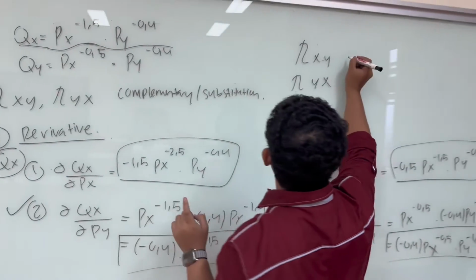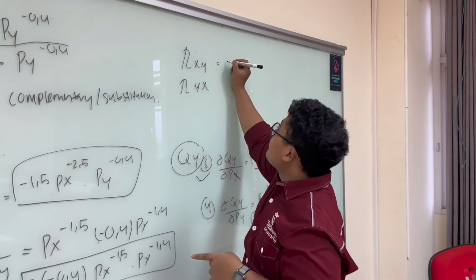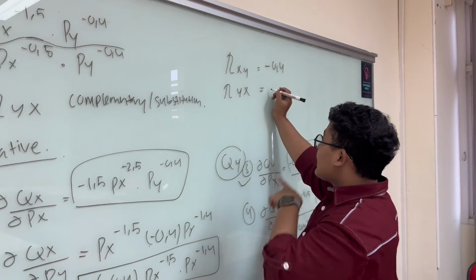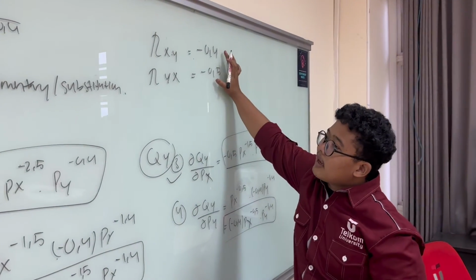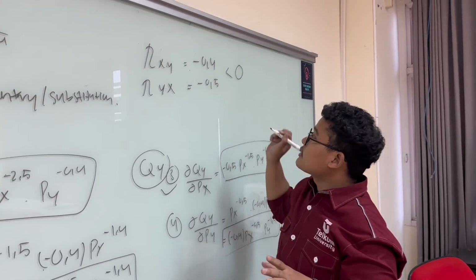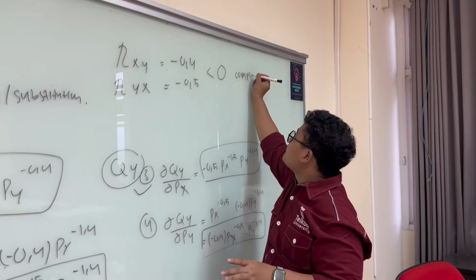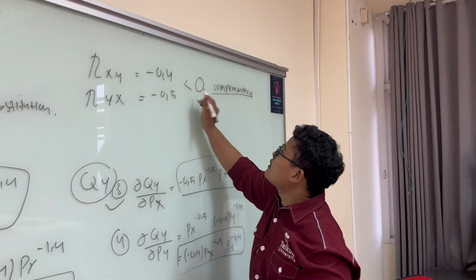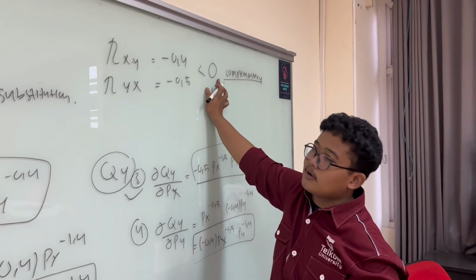After finding that the cross elasticity of product x and y is minus 0.4 and of product y and x is minus 0.5, we can conclude that these values are below 0. So it means these products are complementary. Why? Because the cross elasticity values of products x and y are below 0.